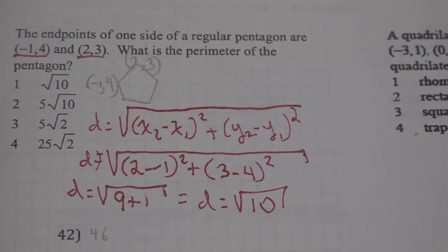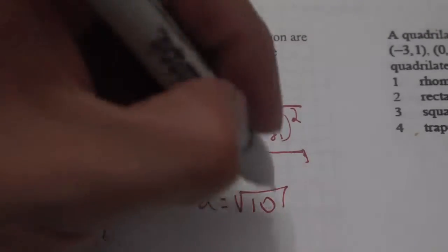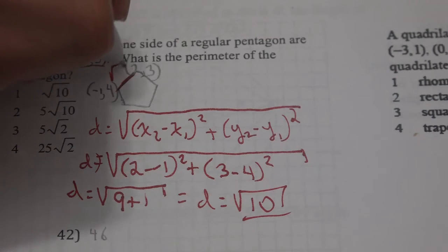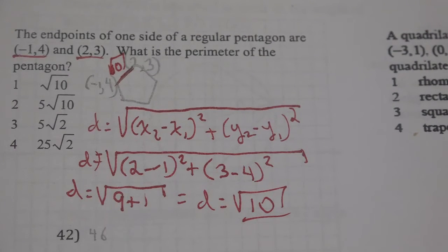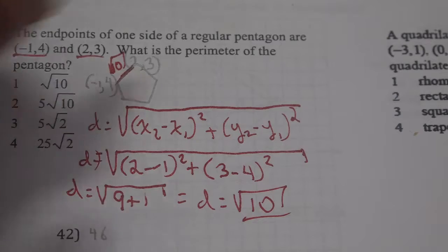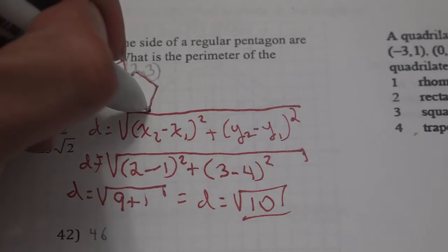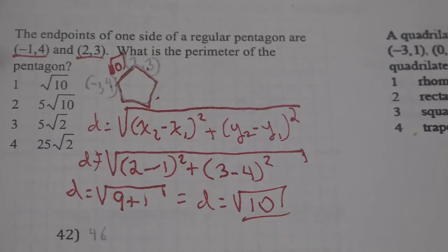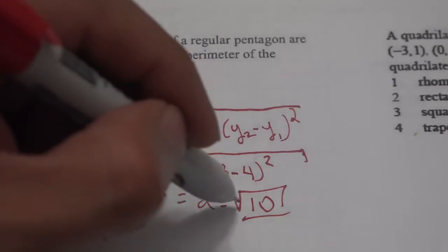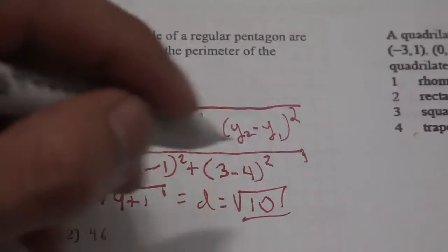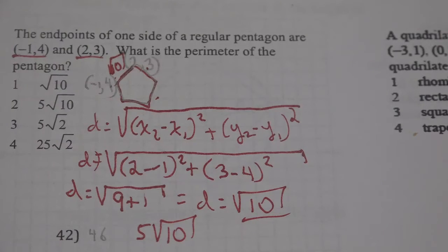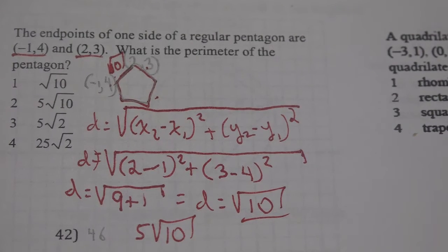So what's up? Well, the length of this side of the pentagon is radical 10. Right? A pentagon has 5 sides, and if they're asking for perimeter, that means that we have to add all sides together. So basically, radical 10 plus radical 10 plus radical 10, in other words, 5 times the square root of 10. And now you know what the answer is. Cool? Alright, let's move on.